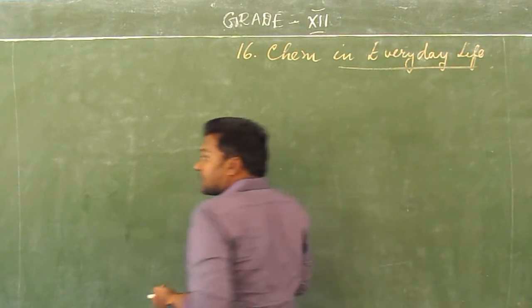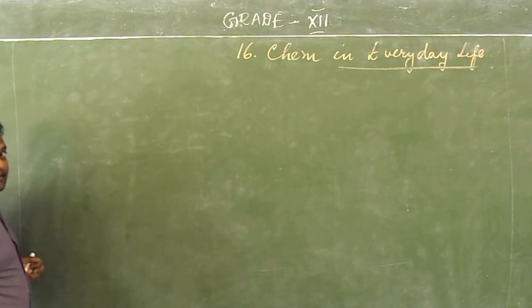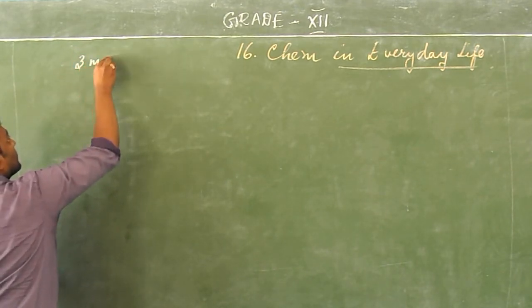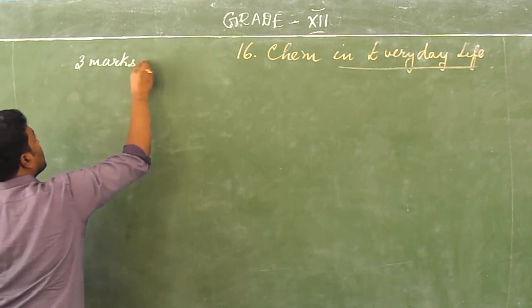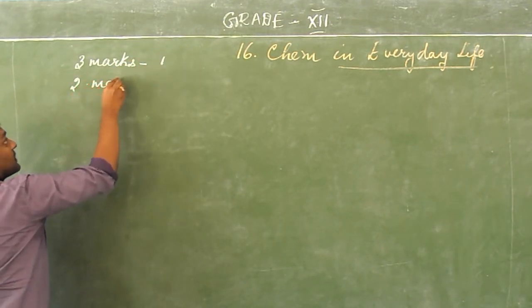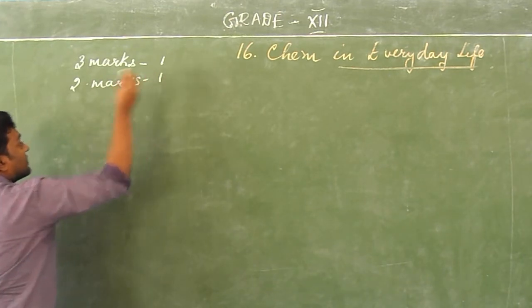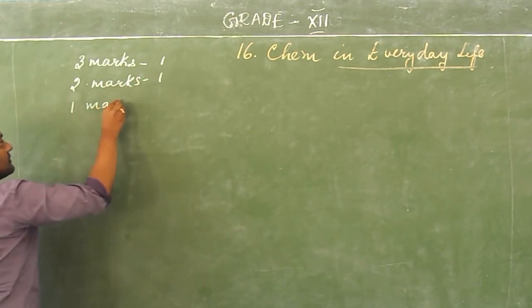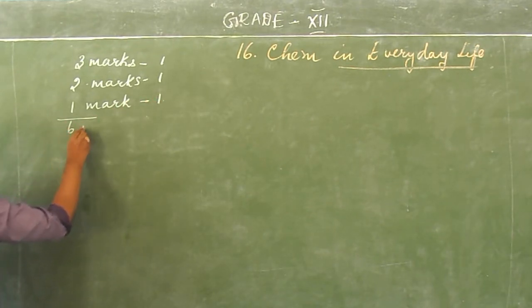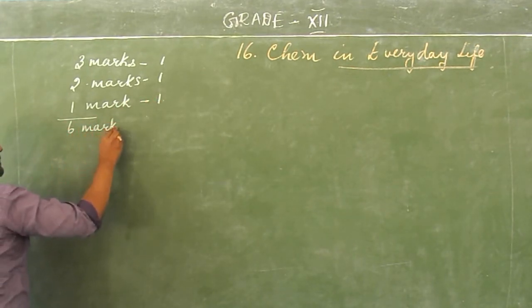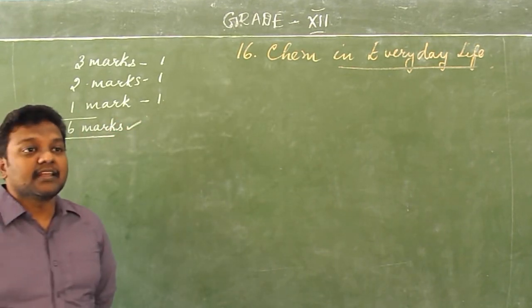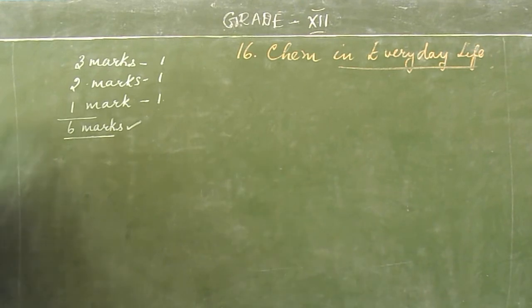The weightage of this chapter is 3 marks, a very easy question you will be getting. 3 marks, 1 question. Then similarly, 2 marks, you will be getting 1 question. And under 1 mark, you will be getting 1 question. So altogether, 6 marks. It's a very easy chapter.